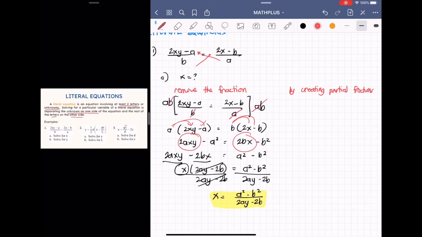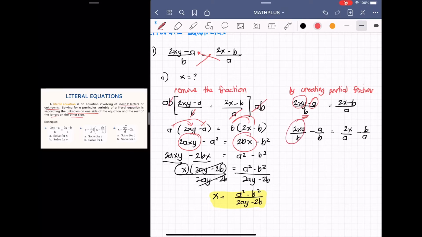Okay, so what I'm going to do is, from the given (2xy - a)/b equivalent to (2x - b)/a, since there are several terms in the numerator that share the same denominator, I can separate them into separate fractions. So I can write this as 2xy/b - a/b equivalent to 2x/a - b/a. And then in that sense, I can now move the terms that contain x.